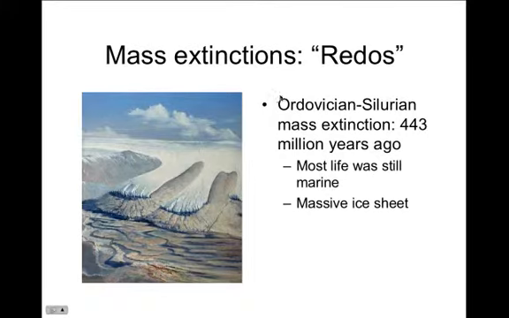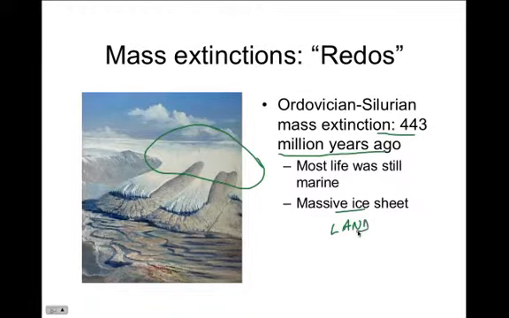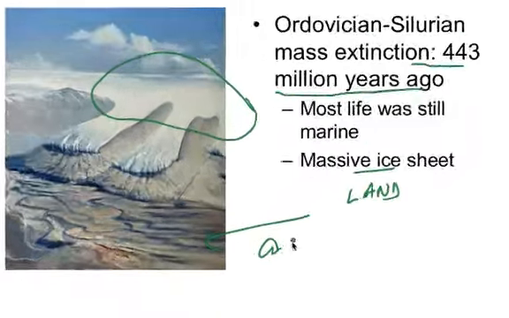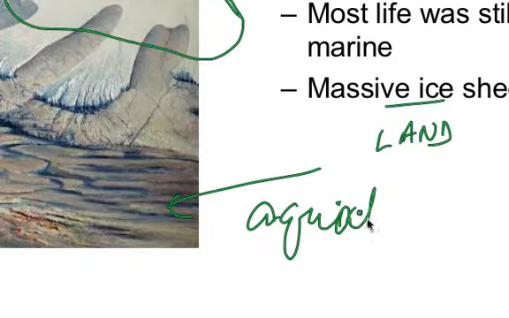The mass extinctions, I kind of call them redos of the Earth. The first one that we know of occurred approximately 443 million years ago. With these mass extinctions, you realize that there are huge climate fluctuations. In this case, there's a huge, massive ice sheet. The massive ice sheet occurred on land. That meant that many of the aquatic animals were somewhat spared from this huge mass extinction.